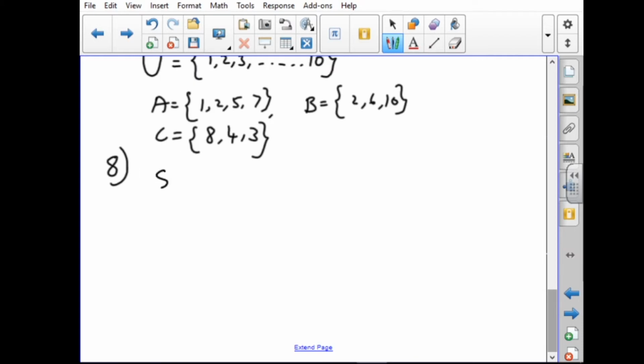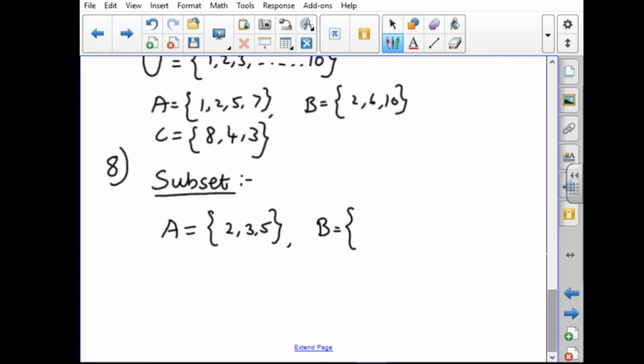subset. Let A and B be two sets. If every element of A is also an element of B, then A is called a subset of B. For example, A is equal to {2, 3, 5}, and B is equal to {1, 2, 3, 4, 5, 6}.